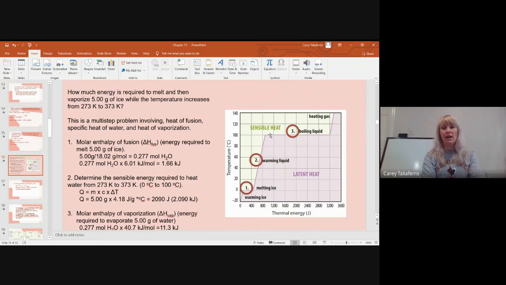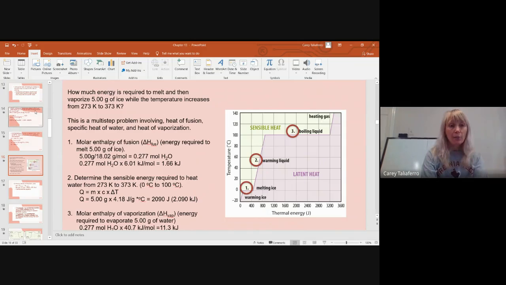Then we stay at this temperature until every last drop of liquid has evaporated. Then the temperature is allowed to rise again when everything's a gas. So let's turn that into a problem.